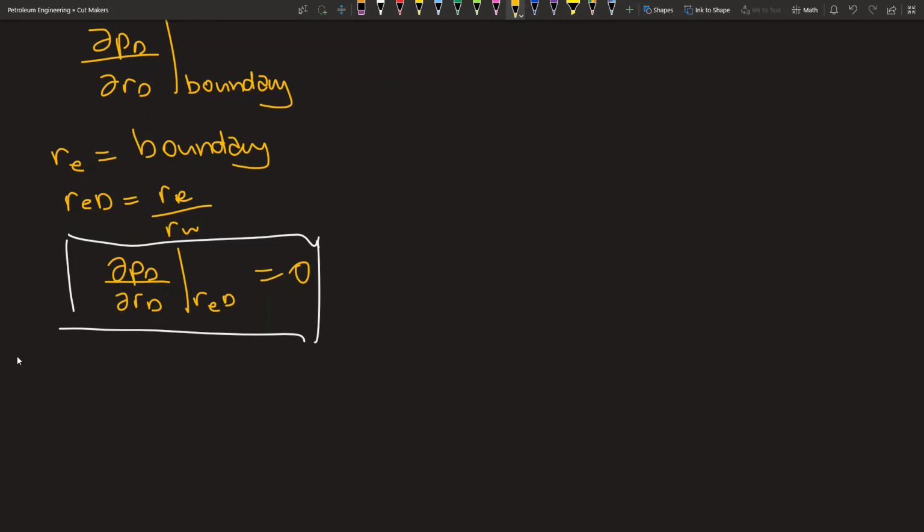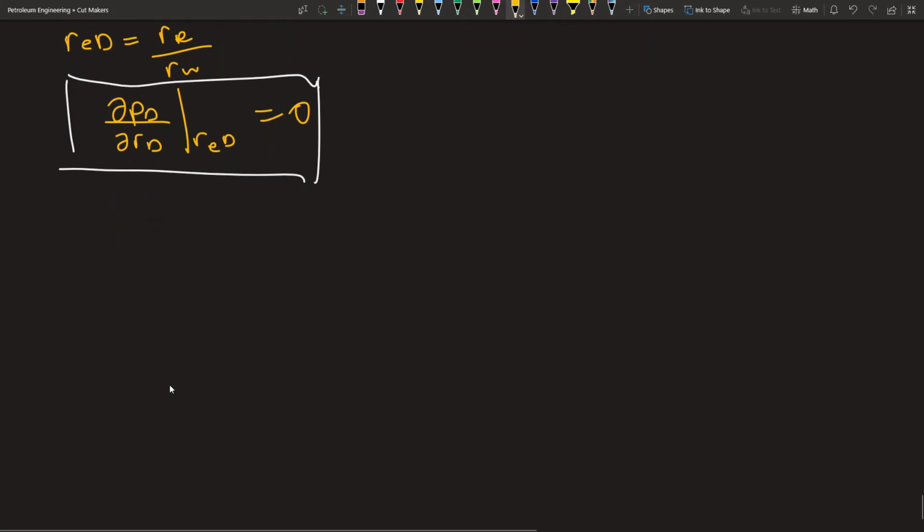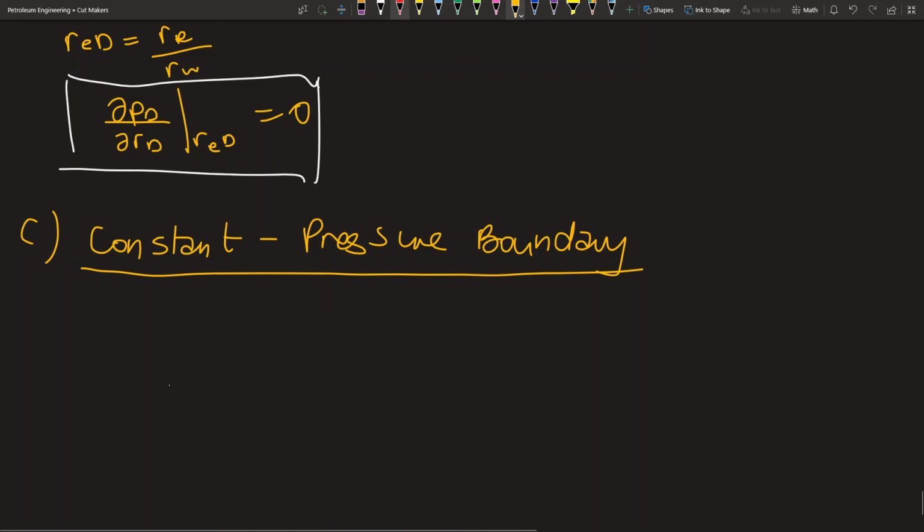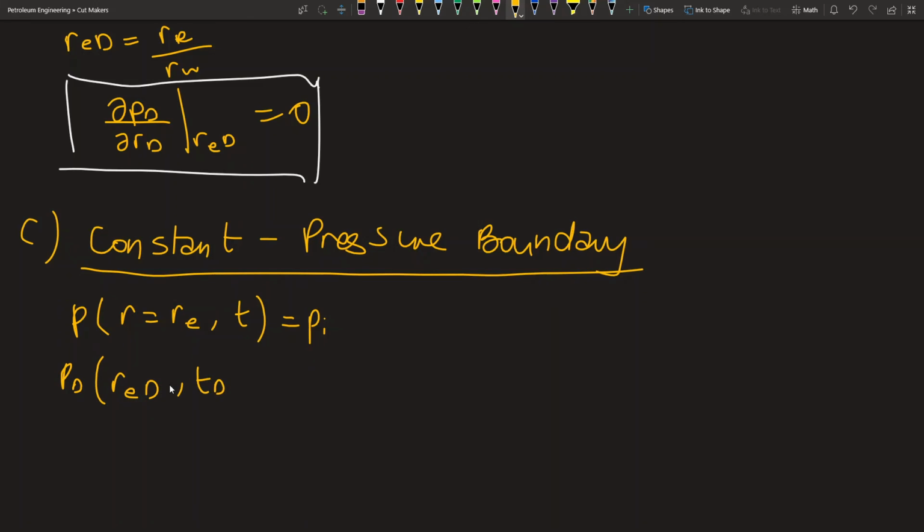Last but not least, we will look at the outer boundary condition for a constant pressure boundary. Okay, so if we have a constant pressure boundary, typically we write that as P when r is equal to r sub e and t is equal to 0. This is equal to P sub i, the initial pressure. So if we just use the logic from the previous two derivations, we can just rewrite this as follows.